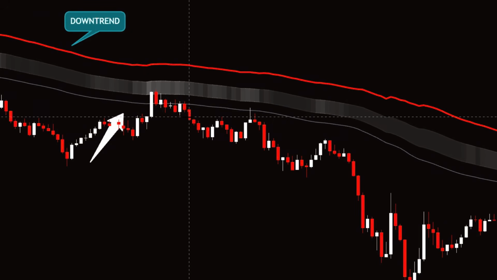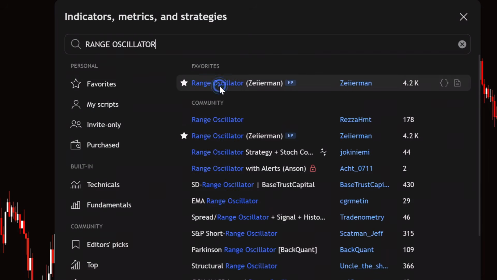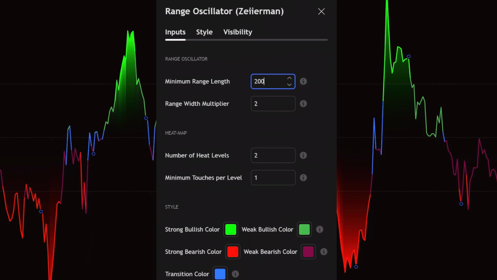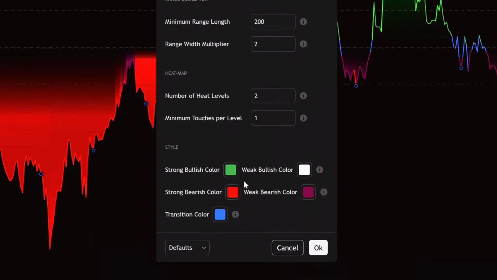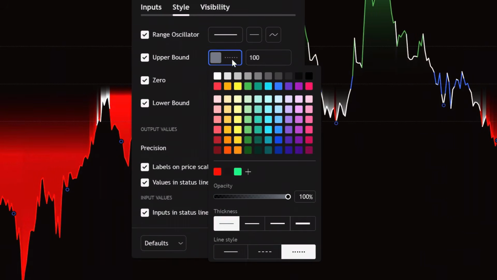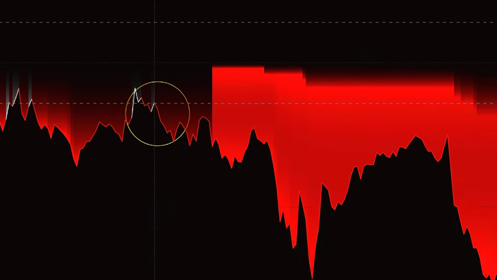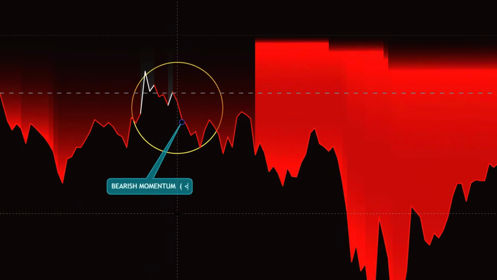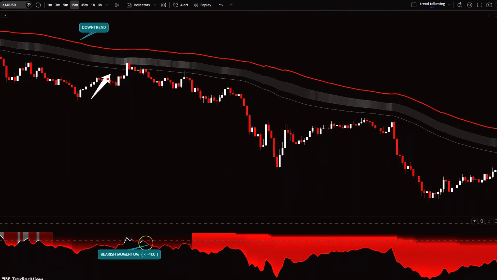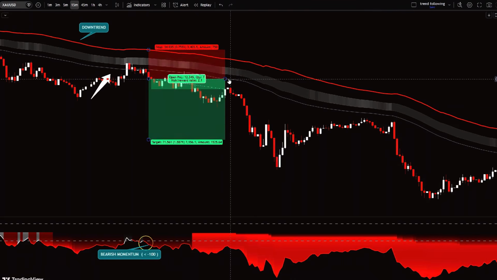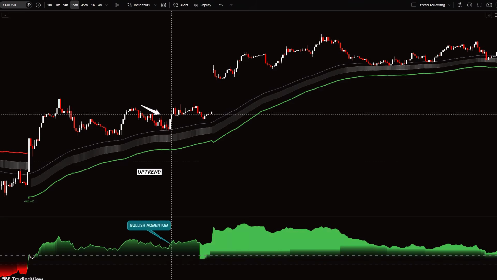Price below the envelope means you're in a downtrend, and a pullback into that envelope is your zone to watch. Now bring in the range oscillator with minimum range set to 200. It shows you how far price is trading from equilibrium using adaptive range detection. If it's red and below negative 100, that's strong bearish momentum and your sell is confirmed. Stop loss at the Fibonacci envelope, target 1 to 2. Reverse it all for a buy.